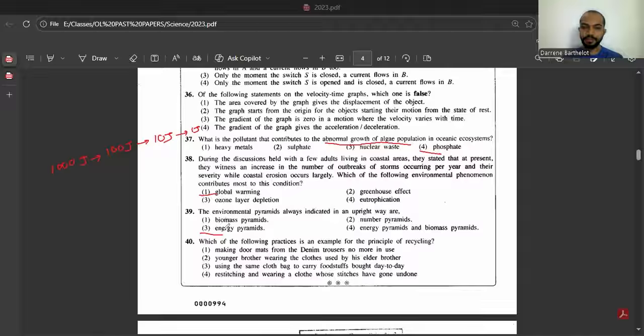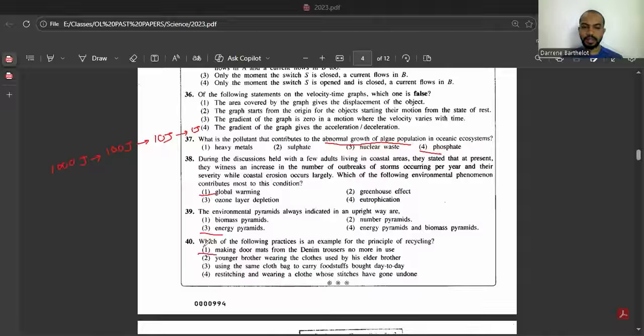Question number 40. Which of the following practices is an example of the principle of recycling? Recycling means you should produce a new thing from an existing waste product. Let's see. Making doormats from denim trousers that are no more in use. Yes, that's correct, right? They are making doormats from trousers. It's a new product that is formed. It should be the answer.